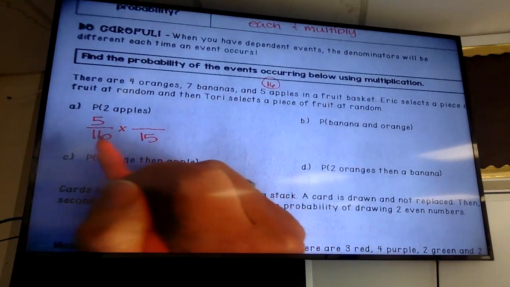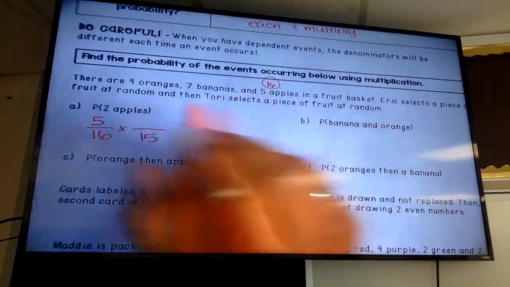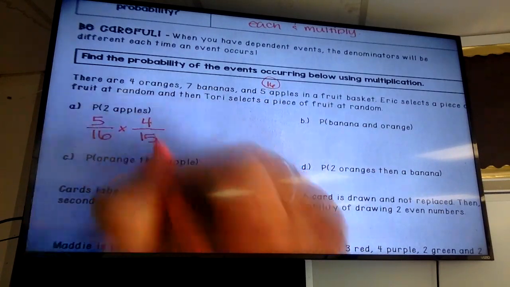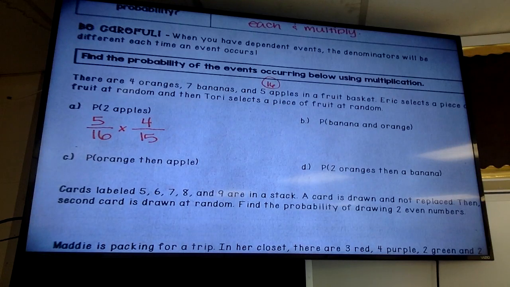Okay, here we go. How many apples then are left? Well, there were 5 apples, but Eric took one, so now there's only 4 apples. So now there's a 4 in 15 chance that Tori's going to pick an apple.